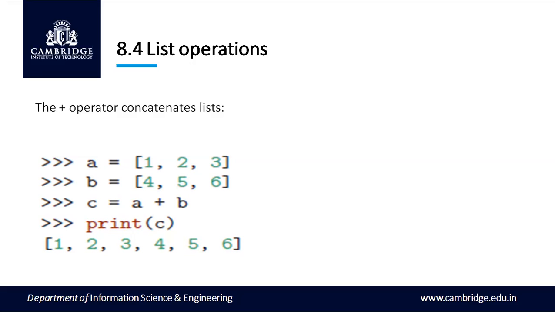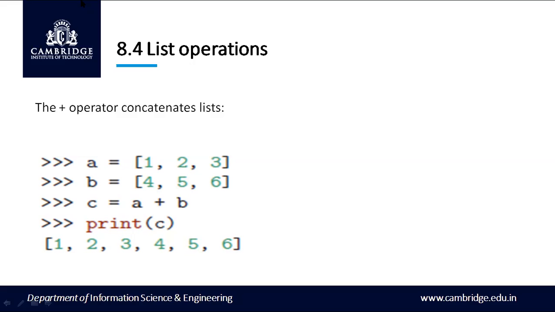So the first topic here is list operations. We have two operations in lists in Python. The first one is the concatenation operator and the second one is the repetition operator. The concatenation operator is represented by the plus symbol. The repetition operator is represented by the star symbol.